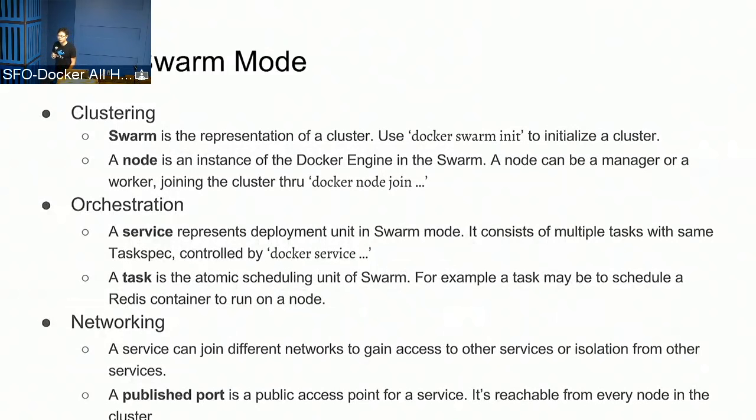The third component related to our problem is networking. Inside the networking, you have services. Say service A wants to access service B, but doesn't want to be visible from service C. You would create different networks and let them connect to each other through those networks. What if you want your service to be publicly available? For that, we use a published port, which is a public access point for your service. From all the nodes, if you access that published port, you can get to the service instances. So that is the built-in load balancer.